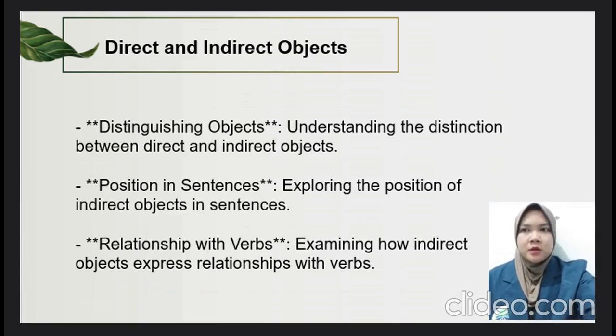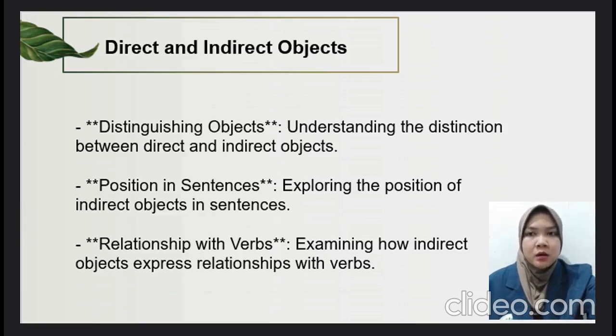Number 3. Relationship with verbs. Examining how indirect objects express relationship with verbs involves understanding the verbs that commonly take both a direct and an indirect object and the meaning conveyed by this relationship. Example, in the sentence, "I told her a story," the verb told takes both a direct object, a story, and an indirect object, her. The indirect object, her, indicates to whom the story is told.